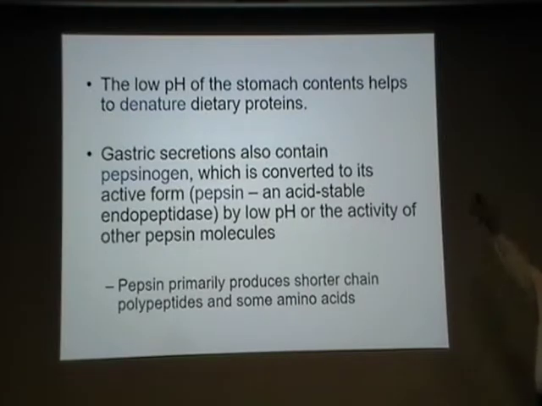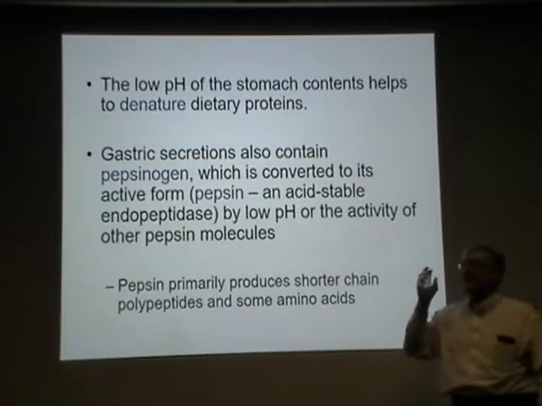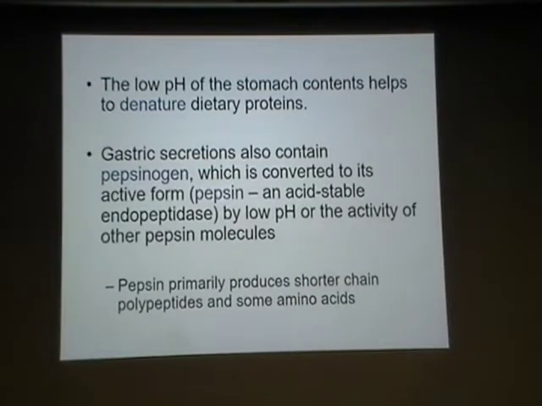So low pH, the stomach, we denature the dietary proteins. Then, in the gastric secretions, digestion of dietary protein really begins with pepsinogen. Well, actually, it doesn't begin with pepsinogen because pepsinogen's a zymogen. It needs to be converted from its inactive to its active state. The active form of pepsinogen is pepsin, and pepsin is, if we want to go all fancy on it, an acid-stable endopeptidase. So it's been secreted, and it's a peptidase, and it's stable and functional in low pH.